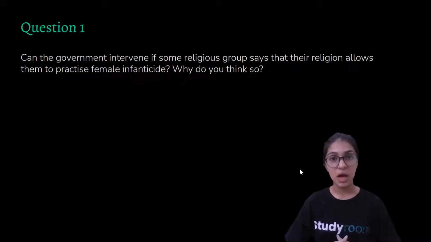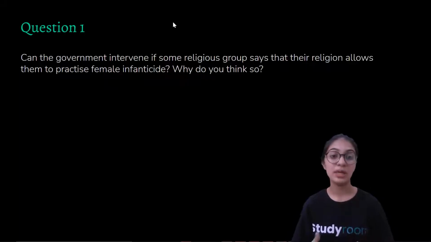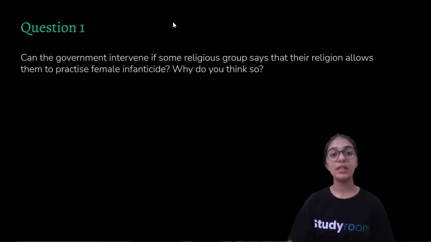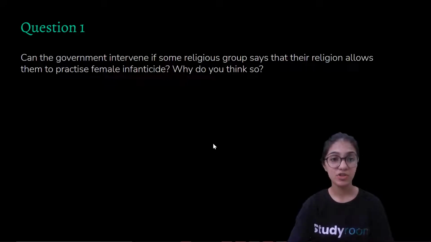Female infanticide is when the baby is killed inside the womb of the mother, and that is especially baby girls. So in case there is a baby girl in the womb, that baby would be killed just because it's a girl. So here there is a direct discrimination between a boy and a girl, and so that is illegal, and that is why the government can definitely intervene and prohibit such an act in the country. I hope you understood. Moving on to the next question.